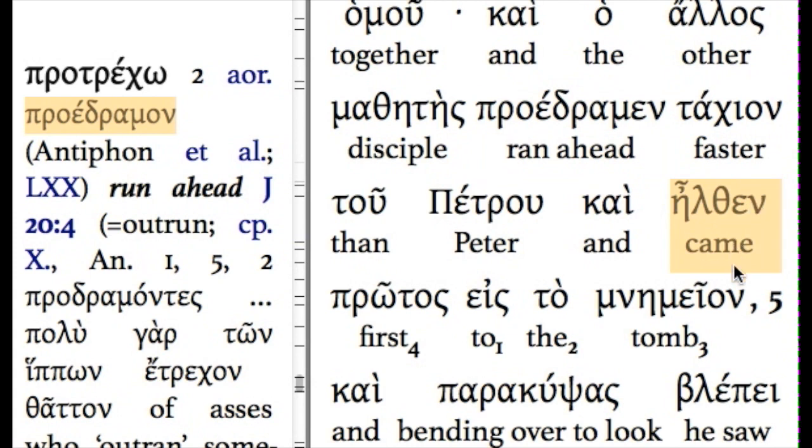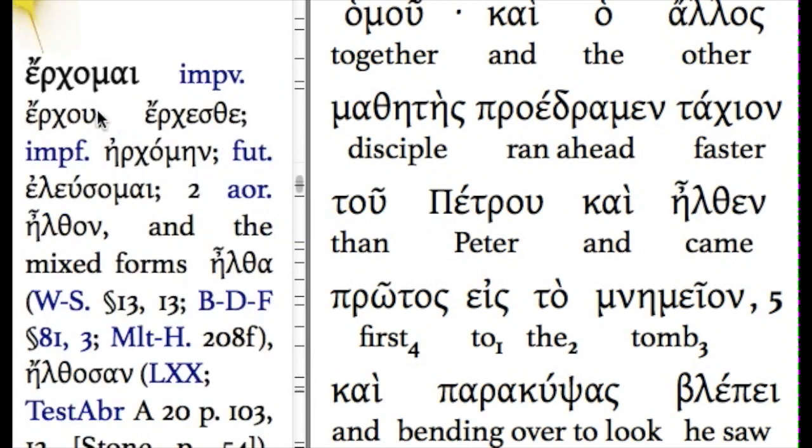Oh, please tell me you know the lexical form of elthen. He came, right? It's erchomai. It's that second aorist form of erchomai. So erchomai, when it goes into the past, doesn't use sigma alpha. It changes its stem and uses secondary endings. So this is third person singular, elthen.